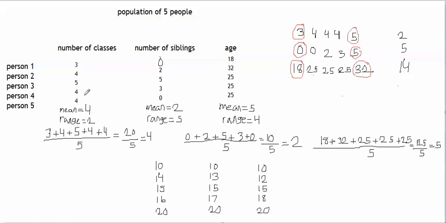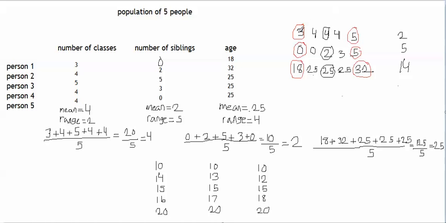The mean number of classes was 4. The mean number of siblings was 2. And the mean age was, oh, I'm sorry, the mean age was actually 25. That was my mistake. Hopefully you caught that before I did. The mean won't always be one of the numbers in the list, but in this case, it is one of the numbers in the list.